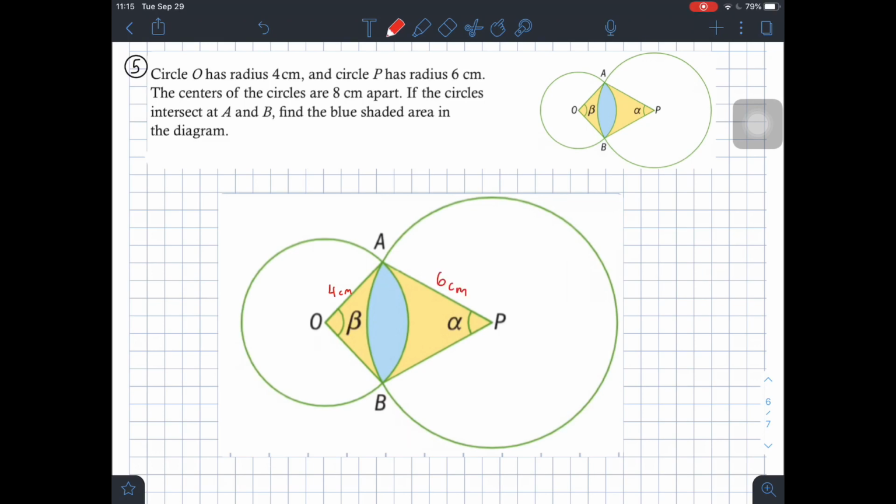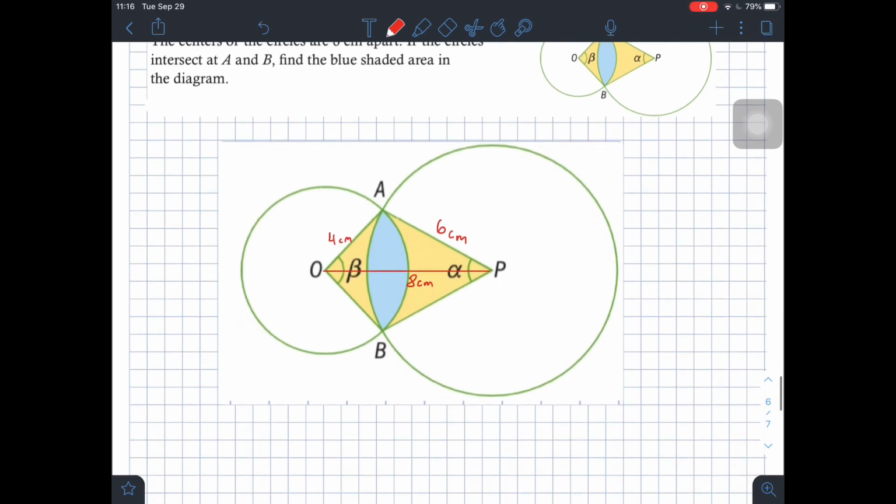The centers of the circles are 8 centimeters apart. That means that this distance over here, which is the distance from center to center, is equal to 8 centimeters. Am I right? 8 centimeters. If the circles intersect at A and B, this point and this point, find the blue shaded area in the diagram. So our objective is to find this area over here. So let's first plan how we're going to do this.